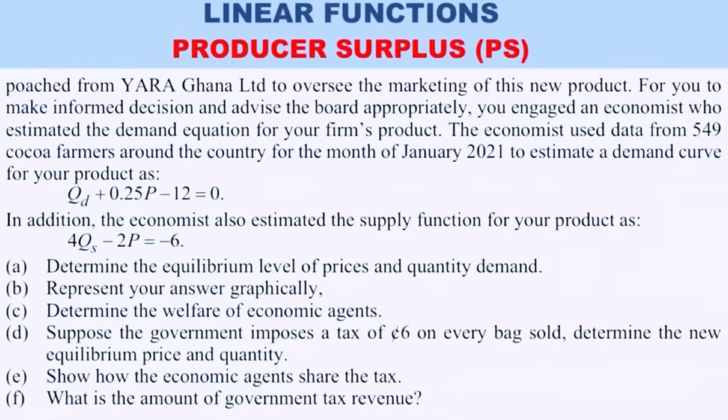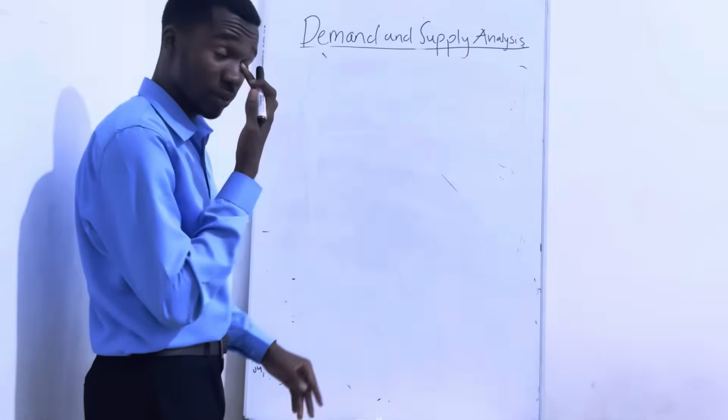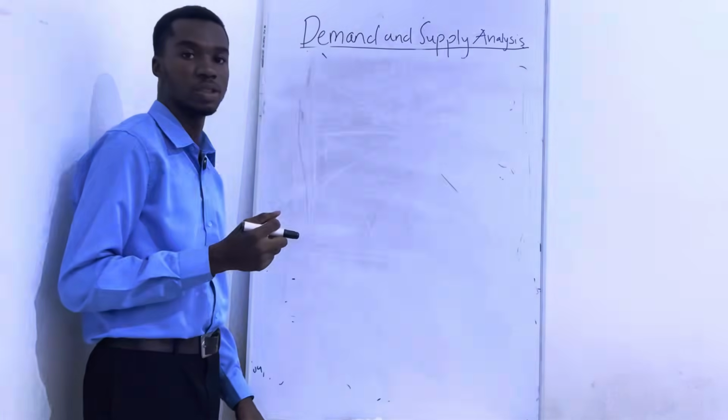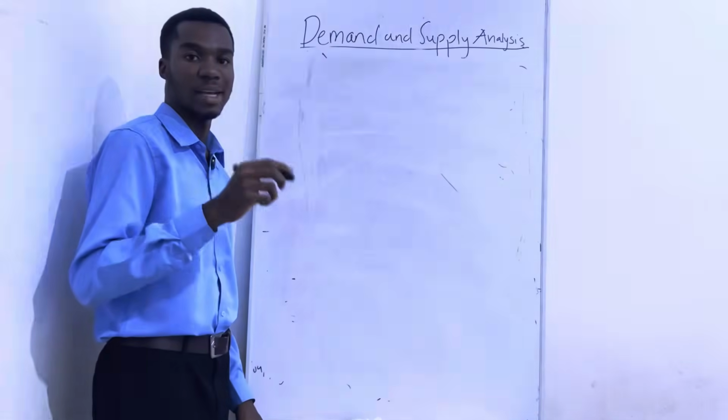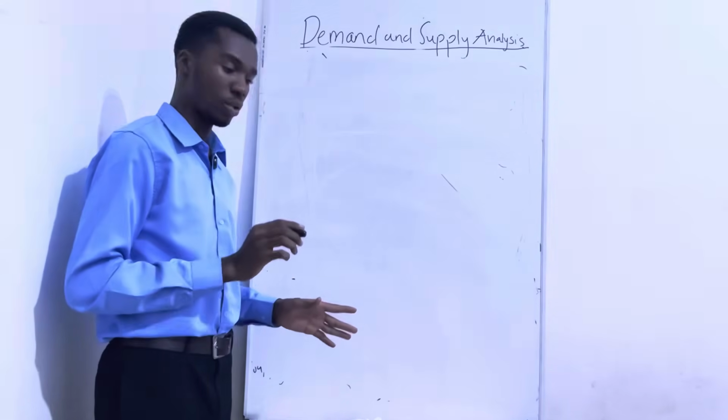So D says, suppose the government imposes a tax of 6 cedis on every bag sold. Determine the new equilibrium price and quantity. So let me clean the board so that we can do it. Now just put this in your head. Anytime they say a tax has been imposed, you always subtract it from the price in the supply equation, not the demand equation. You get it?